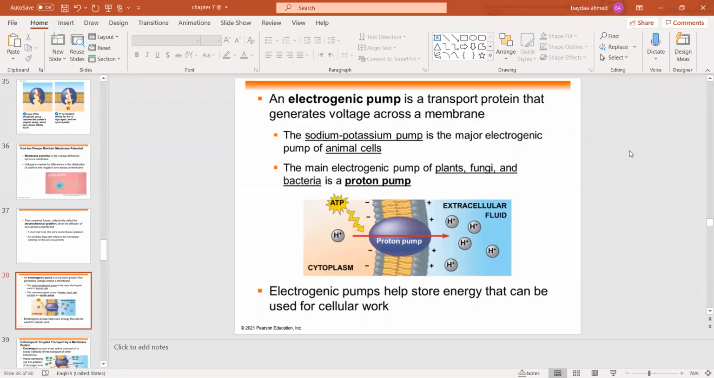A transport protein that generates a voltage across a membrane is called an electrogenic pump. The sodium-potassium pump appears to be the major electrogenic pump of animal cells. The main electrogenic pump of plants, fungi, and bacteria is a proton pump, which actively transports protons, those are hydrogen ions, out of the cell.